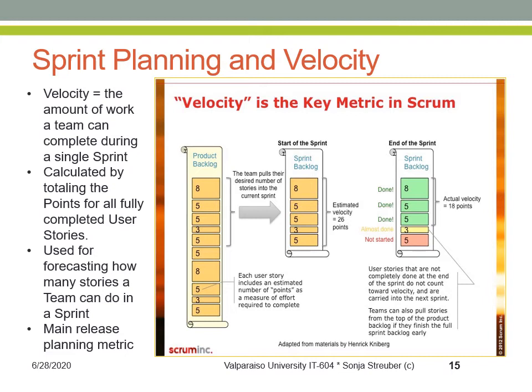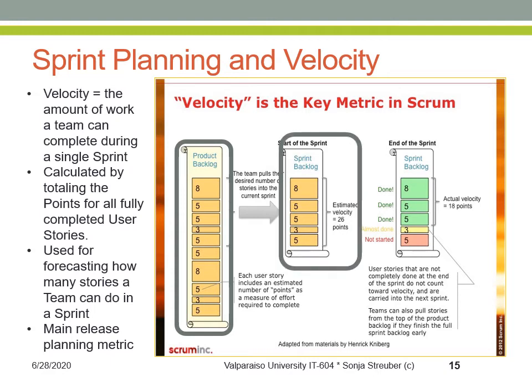Velocity is the major metric for sprint forecasting. In the example here, we see a product backlog to the left. From this product backlog, the team pulls the number of story points and obviously the associated user stories into the current sprint that they want to commit to completing. That is the sprint backlog. The number of points is based on the previous sprint's velocity, that is the story points that were successfully completed previously.